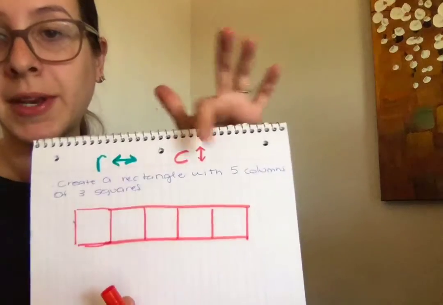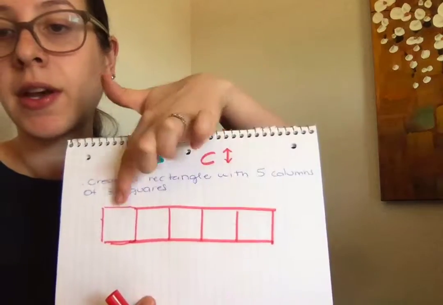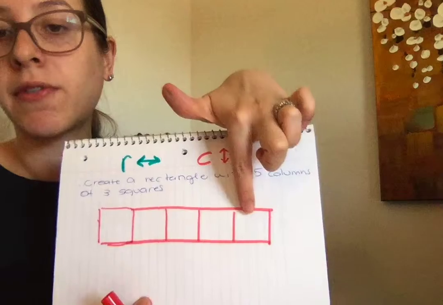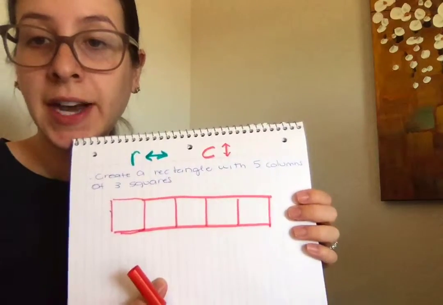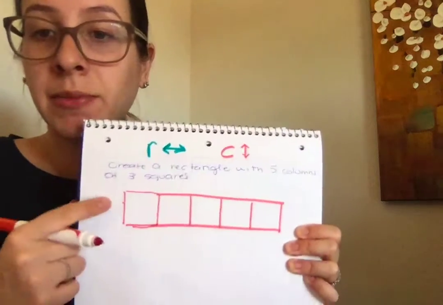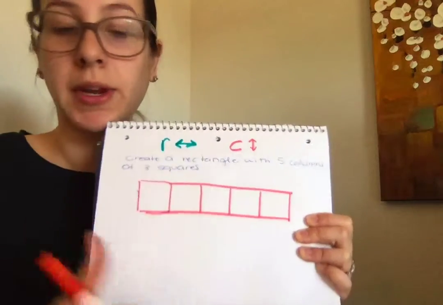And I have to have 5 columns, right? So here's 1, 2, 3, 4, and 5. 5 columns, and I know that I'm going to be going up and down, so I just did 5 across. 1, 2, 3, 4, 5. And now I know that I need to have 3 squares, and they're going up and down, so I'm going to do 3 squares. 1, 2, 3.